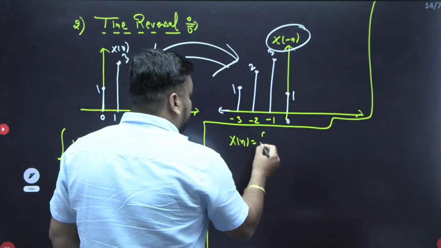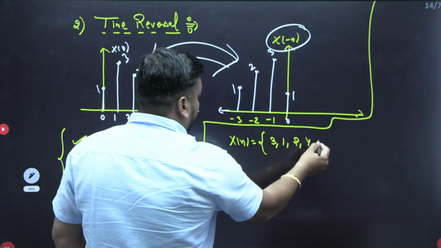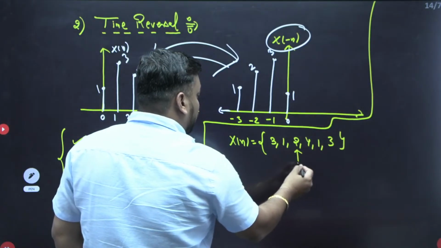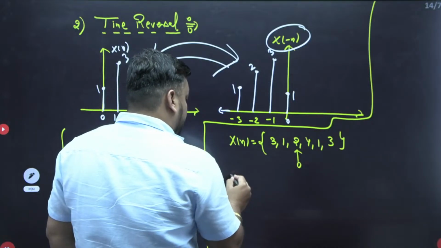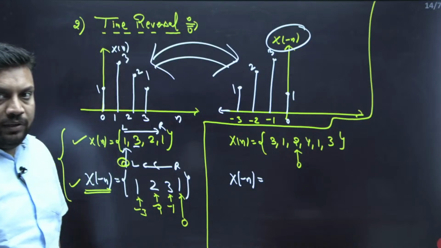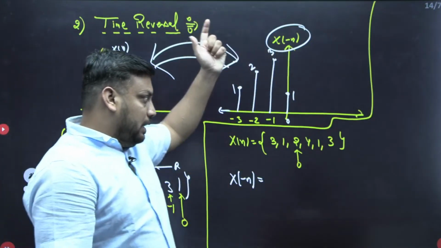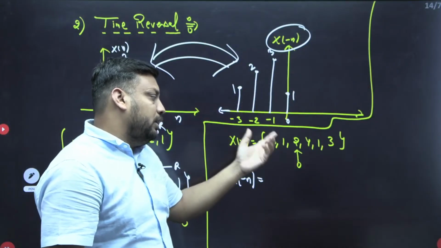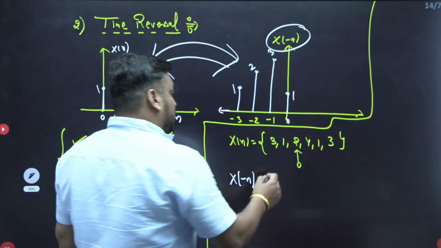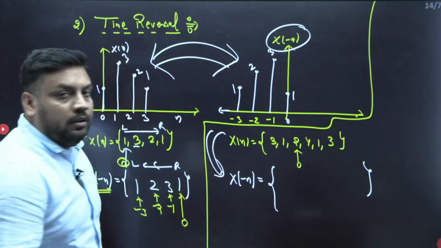Suppose the sequence comes like this: 3, 1, 2, 4, 1, 3, and suppose the arrow is at 2. Now how can you write x of minus n? This is very typical in sequences, because many students directly go for the curve. They will make the graph from this x of n, and after that they will perform the reversal operation. But what you can do smartly is directly perform the reversal operation.